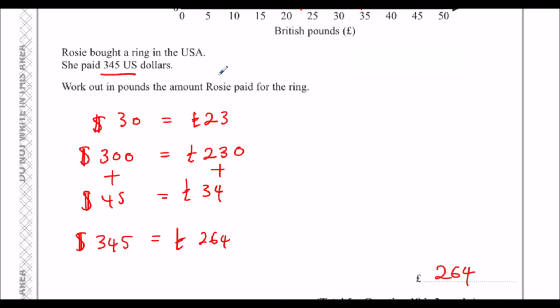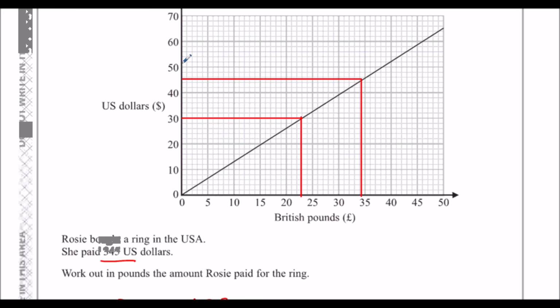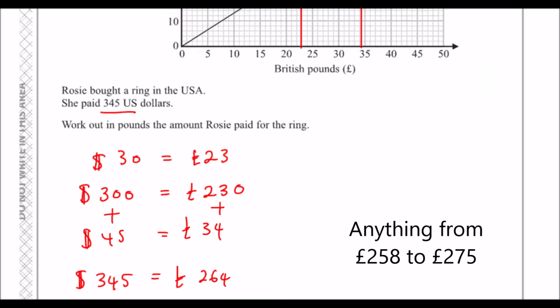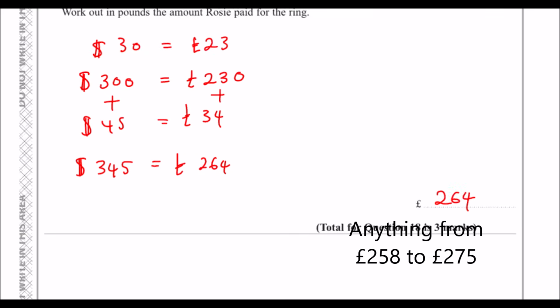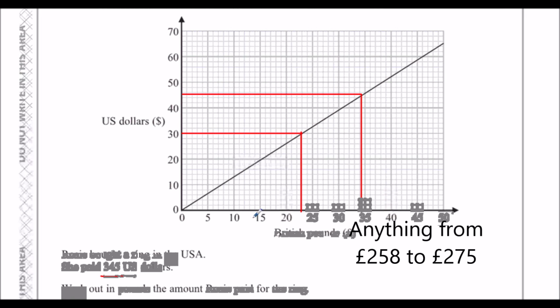You might get a slightly different answer if you use a slightly different method. So if we had done 50 and 45 and done 50 times 6 to get the 300, we might have got a slightly different answer here. There'll be a range of acceptable answers that you can have, but as long as you've used the graph and found $345 some way, as long as you haven't made a mistake, you should be okay.